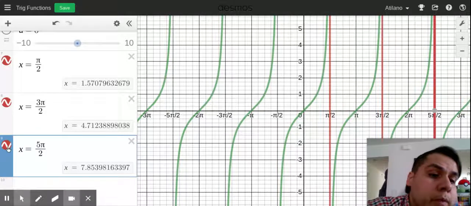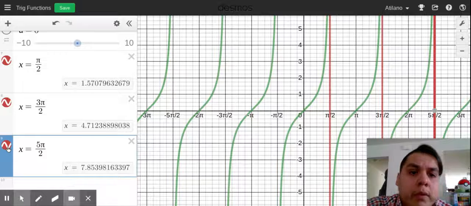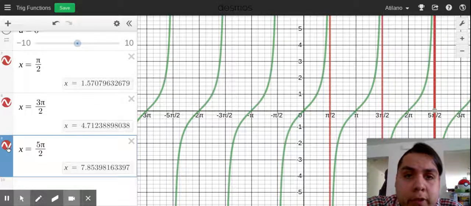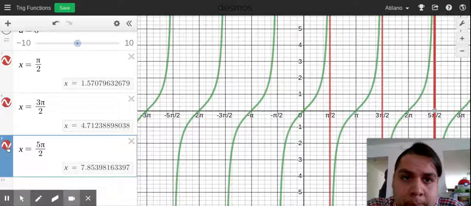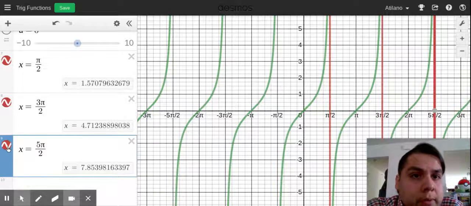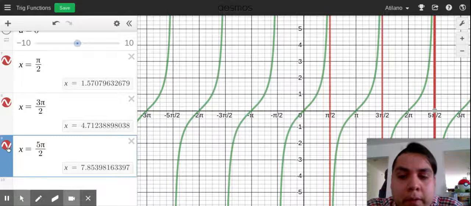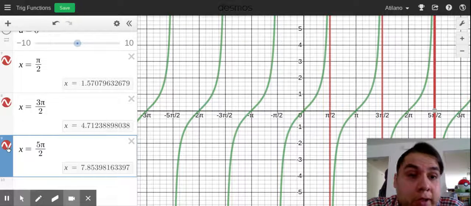Interesting. So, out of the 3 vertical asymptotes that I've so far highlighted, what do you notice that they all have in common? I would say pause the video, think about the 3 values, and ask what do they all have in common? Okay. They all have pi's over 2's.